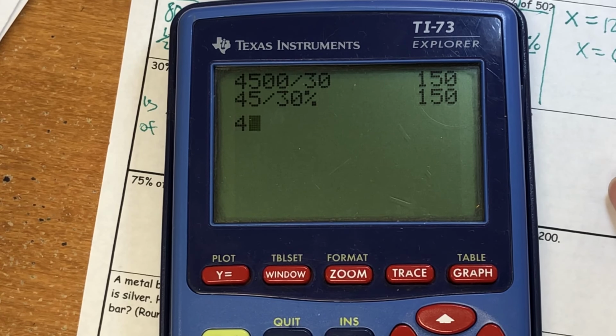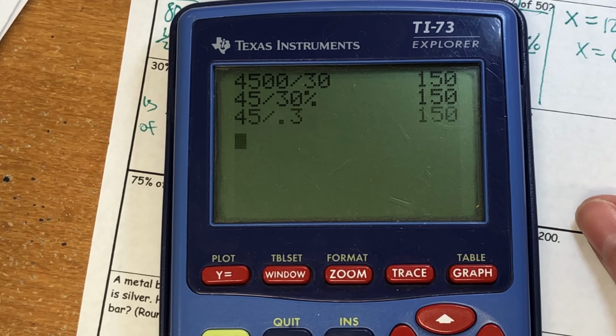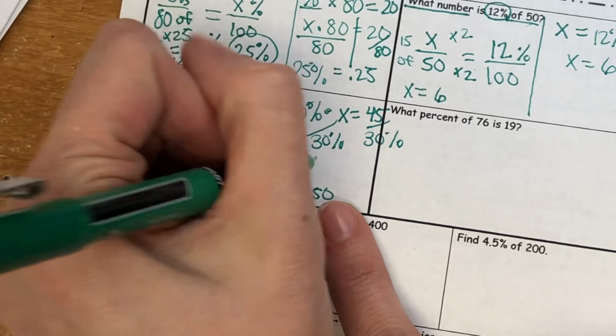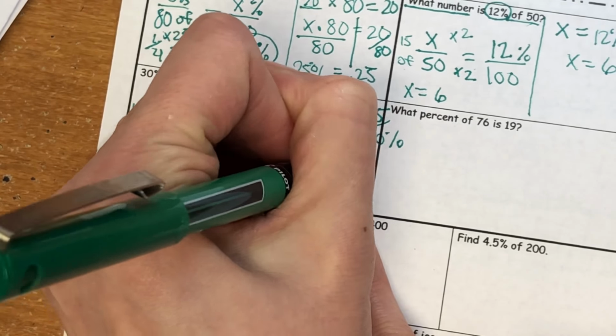It's the same thing as saying 45 divided by 3/10. 3/10 is the same thing as 30%. I get 150. Okay? So that's the same thing. So I get the same thing here as using an equation.